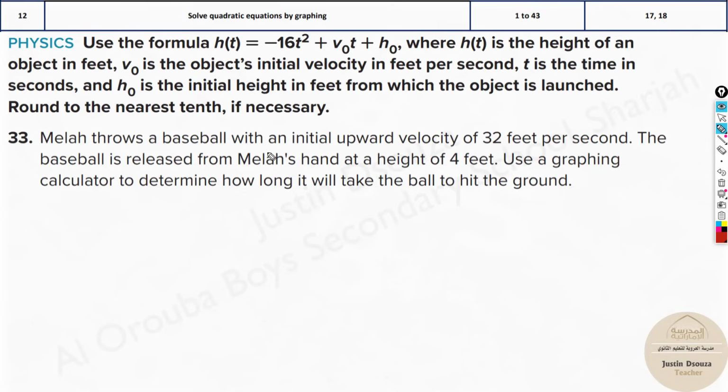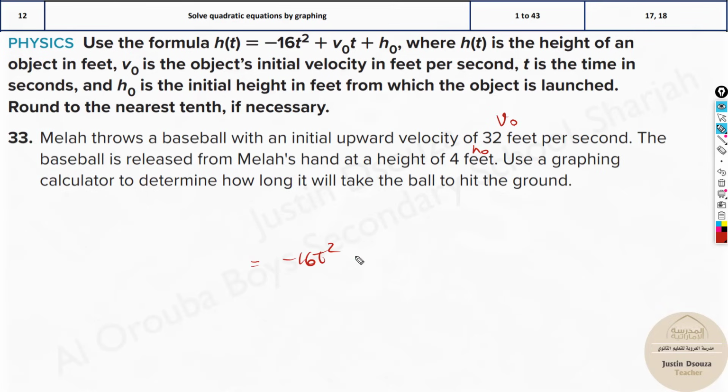Mela throws a baseball with an initial upward velocity of 32 feet per second. The baseball is released from Mela's hand at a height of 4 feet. Now initial velocity V0, height h0. Use a graphing calculator to determine how long it will take for the ball to hit the ground. Now here we have this equation. How do we solve this?